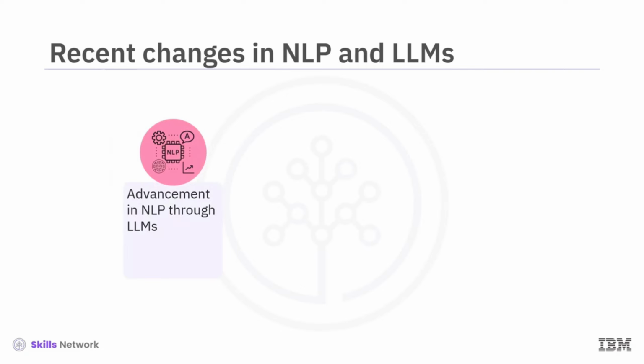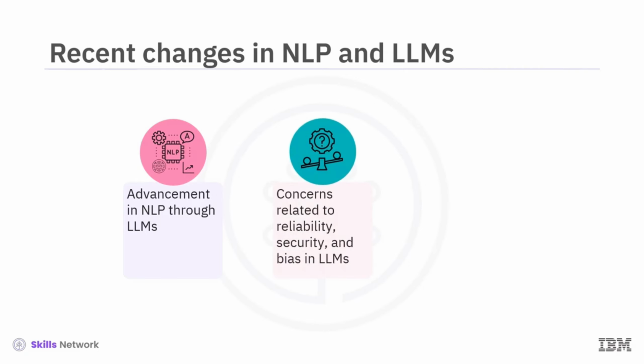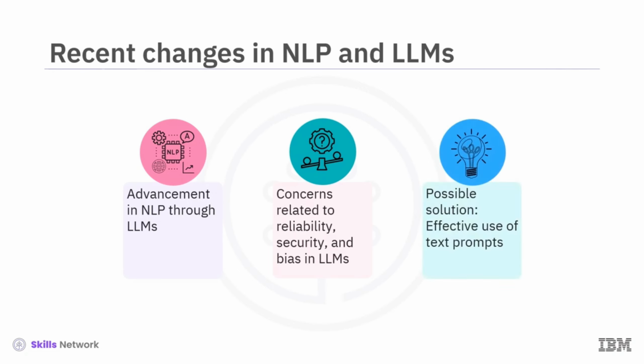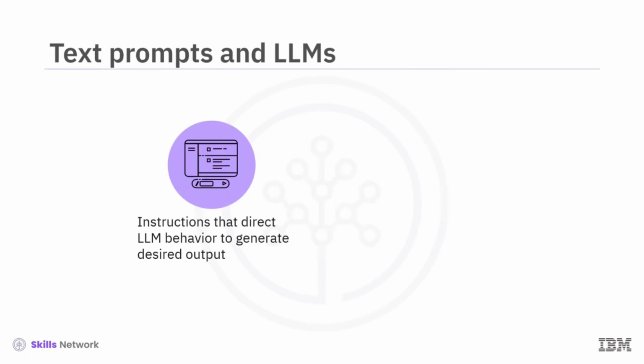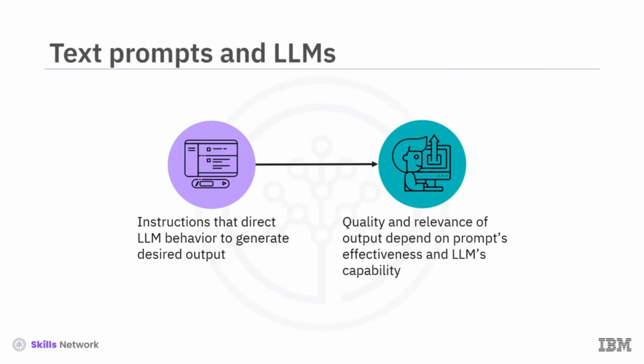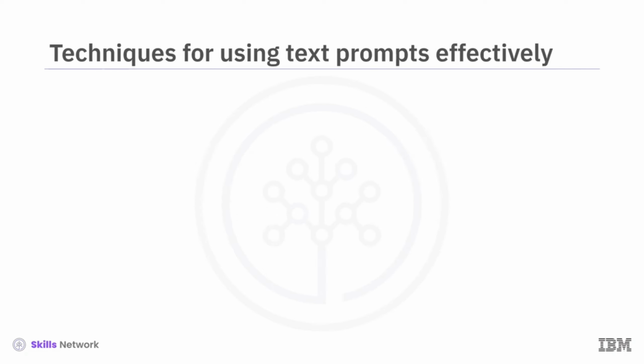In recent years, there has been a significant advancement in natural language processing, or NLP, by using large language models, or LLMs. However, as the size and complexity of LLMs continue to increase, questions about their reliability, security, and potential biases have surfaced. Using text prompts effectively is a promising solution to these concerns. Text prompts are carefully crafted instructions that direct LLM behavior to generate a desired output. However, the quality and relevance of the generated output depend on the effectiveness of the prompt and the capability of the LLM. Let's explore the techniques that make text prompts effective and improve the reliability of output generated by LLMs.